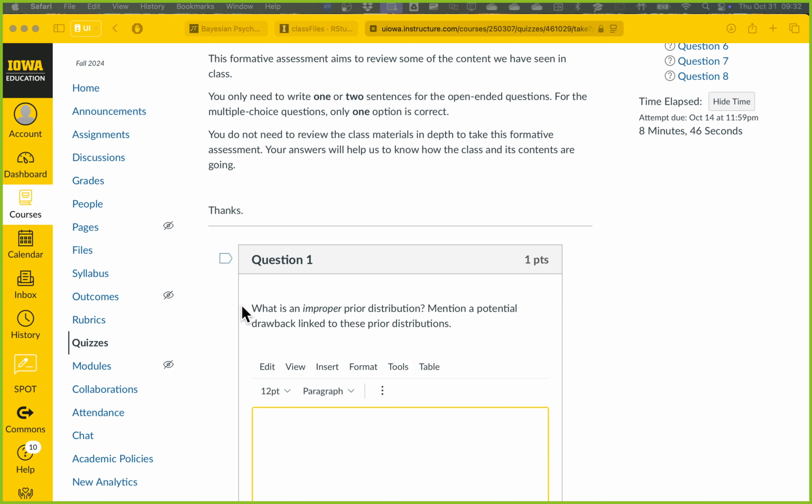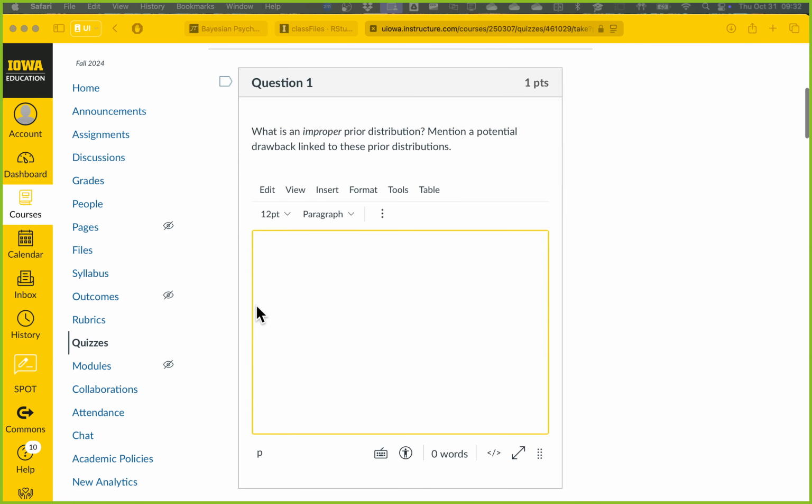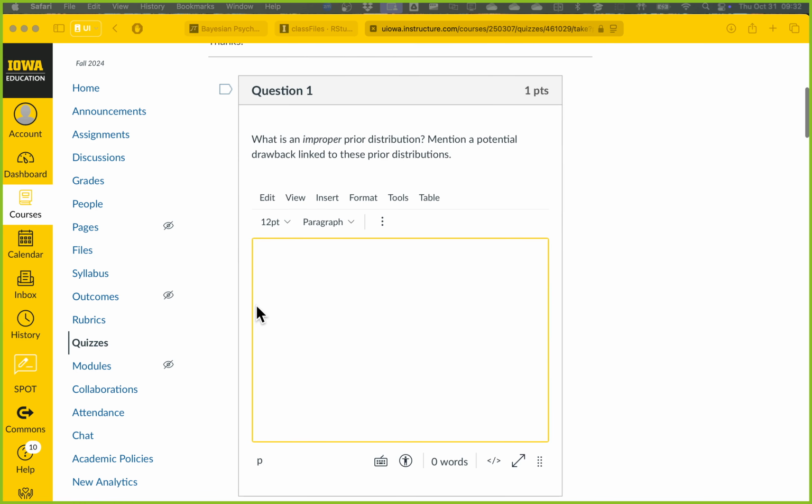Why not? What's an improper prior distribution? I'll start there. An improper prior is a prior that is not a proper distribution itself, right? So a distribution has to sum or integrate to 1, like a probability space. An improper prior may not do that. A drawback to using these prior distributions is that you could have convergence issues. You can have all sorts of other non-standard results.